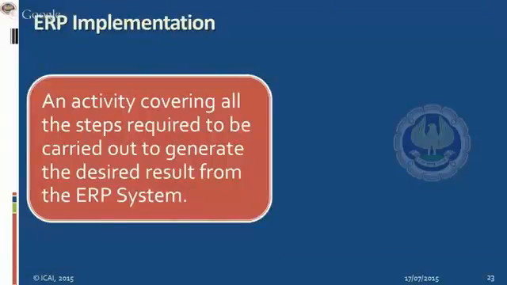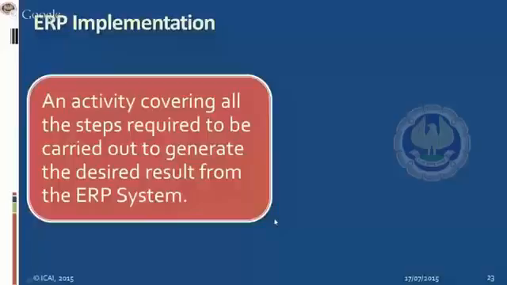ERP implementation is an activity covering all the steps required to be carried out to generate the desired result from the ERP system. There are so many steps included in ERP implementation, and whenever we start ERP implementation, some sort of result, some sort of outcome is expected, and it is there in our plan. If the ERP system is not able to generate the desired output, it is considered a failed ERP implementation. And why does ERP implementation fail? There are certain reasons, certain procedures are not followed, and this is the basic reason why ERP implementation fails.